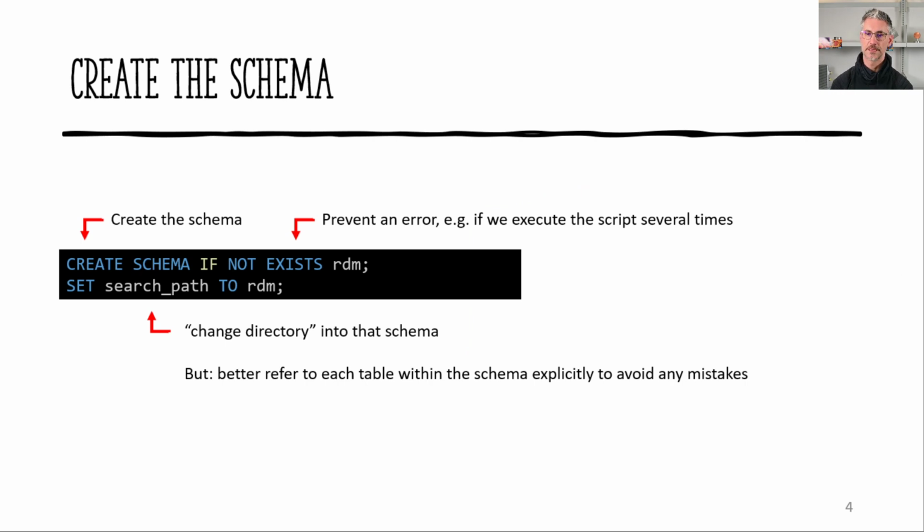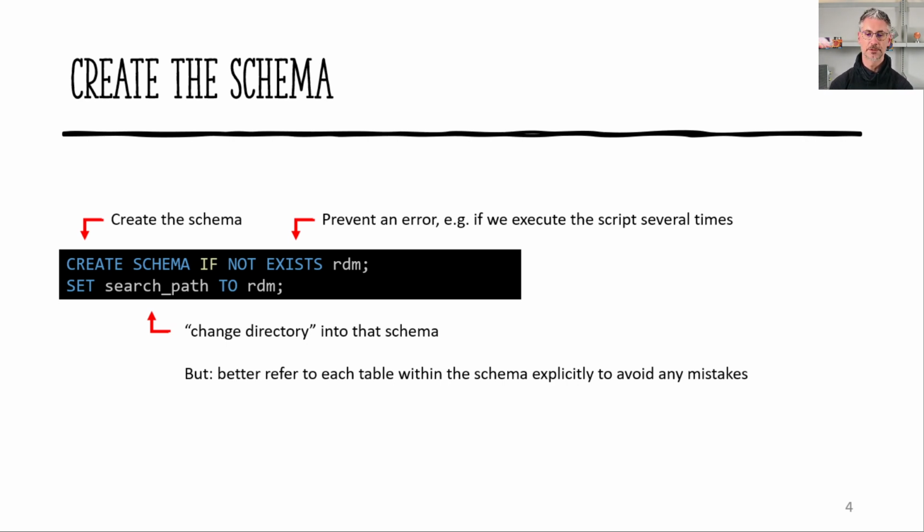So how do we create a schema? We tell the database create schema, and make an amendment if it doesn't already exist to prevent an error. If we didn't write this, then the database would say this schema already exists. So we say create schema if not exists RDM, so we use the schema called RDM. Semicolon to indicate now that the command ends.